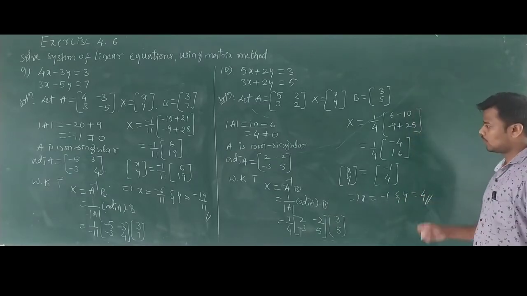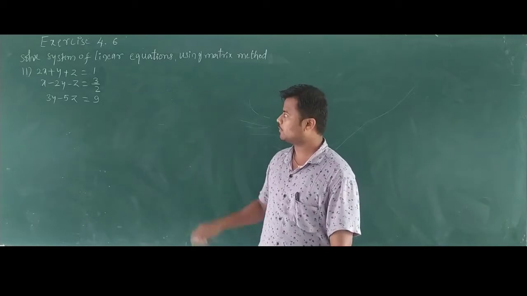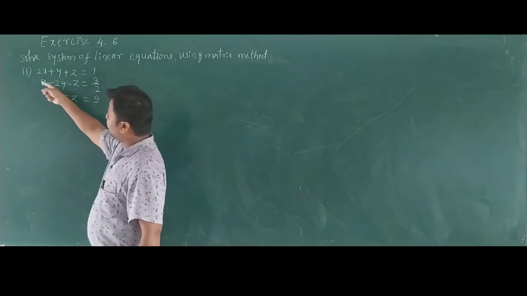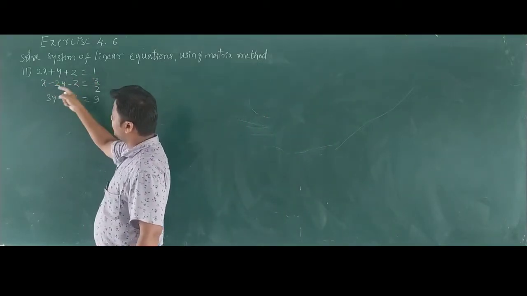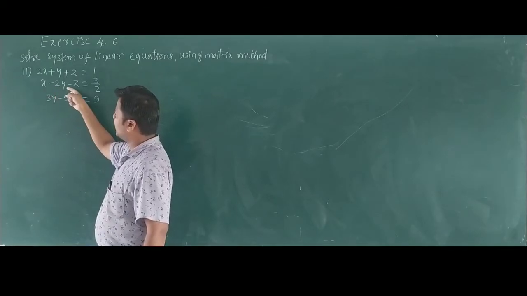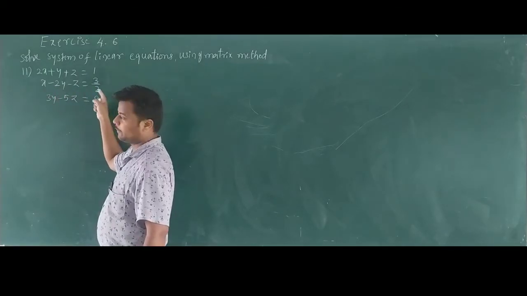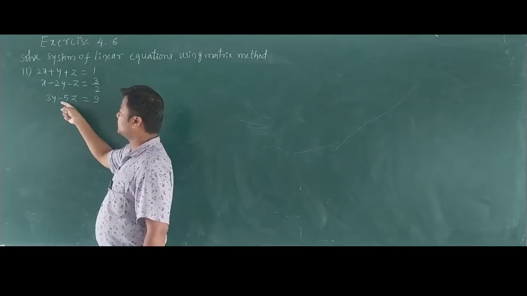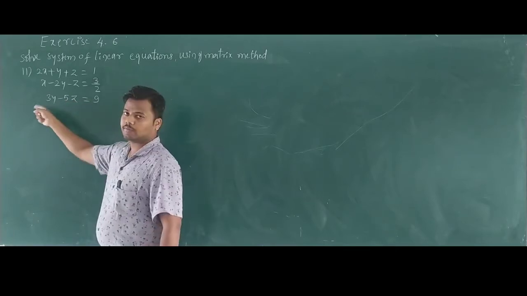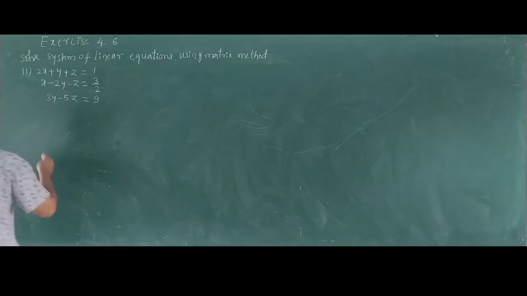Okay. Now, next one, the 11th one. 2x plus y plus z equal to 1, x minus 2y minus z equal to 3, 3y minus 5z equal to 9. Take the coefficients of x, y, z. Okay. So, solution. Note it down.